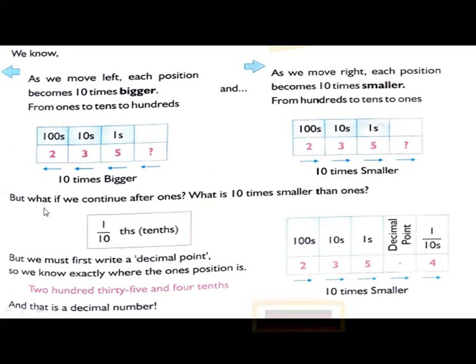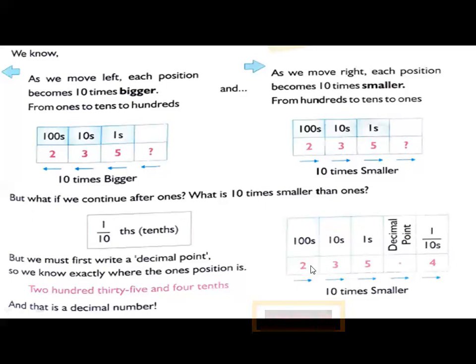But what if we continue after ones? After ones, what will come after ones? What if 10 times smaller than ones? It is 1/10. After ones place to the right side, you must note down that it will be the decimal point. After the decimal point, we call it as 10th.